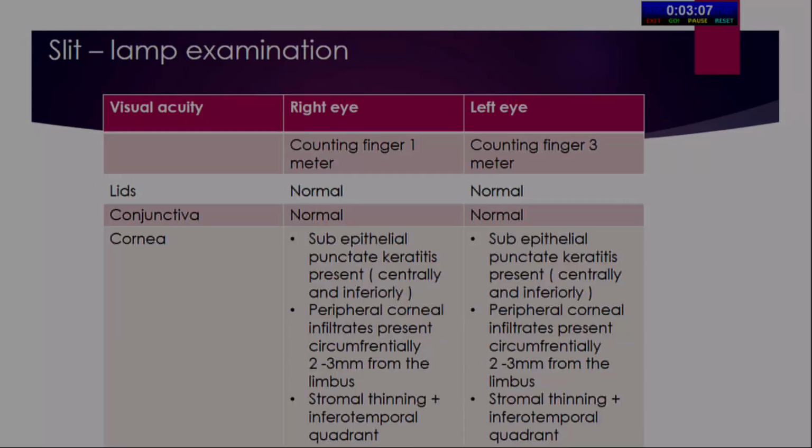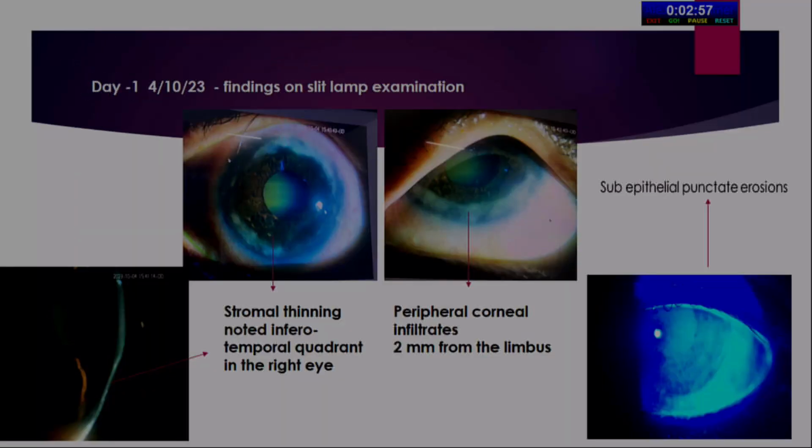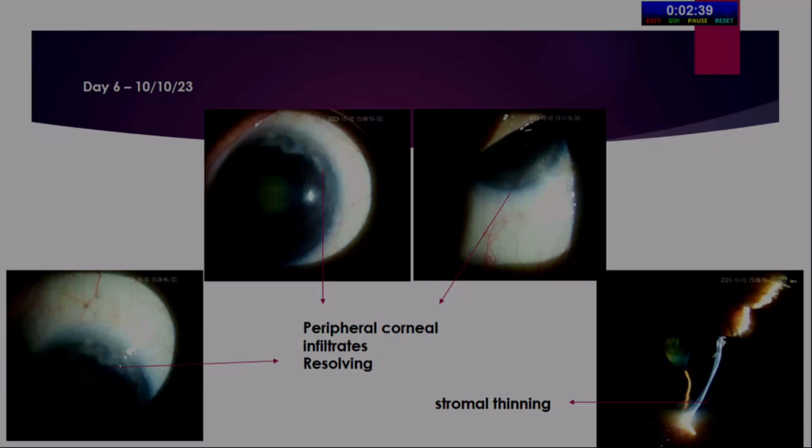On examination, visual acuity in the right eye was counting fingers 1 meter and the left eye was counting fingers 3 meters. Lids and conjunctiva were normal. Cornea, bilaterally, we could see in the first picture stromal thinning noted in the inferotemporal quadrant in both the eyes. Peripheral corneal infiltrates were noted 2 mm from the limbus circumferentially, and subepithelial punctate erosions were also noted on day 1. So on day 6, the peripheral corneal infiltrates were resolving, and stromal thinning was still noted in the inferotemporal quadrant.